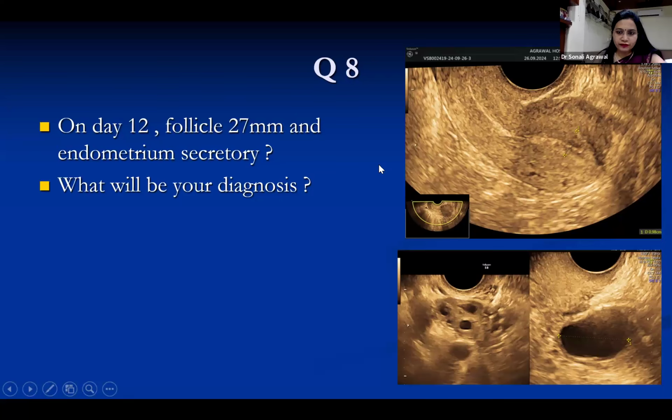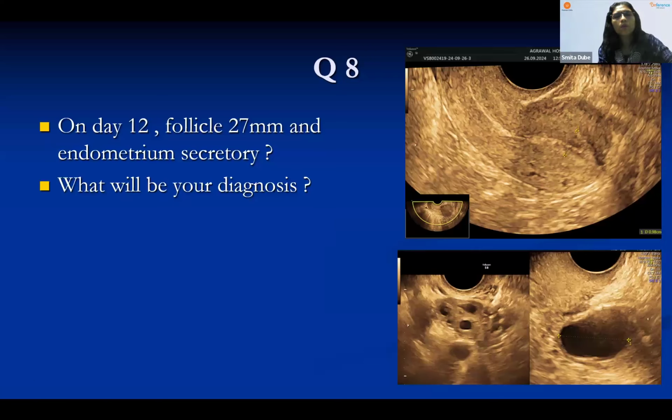So this is one infertile patient on day 12, follicle is 27 mm and endometrium is secretory. So I would like to ask Dr. Rupali, is she there? No. Dr. Smita? Yes, ma'am. What will be your diagnosis?